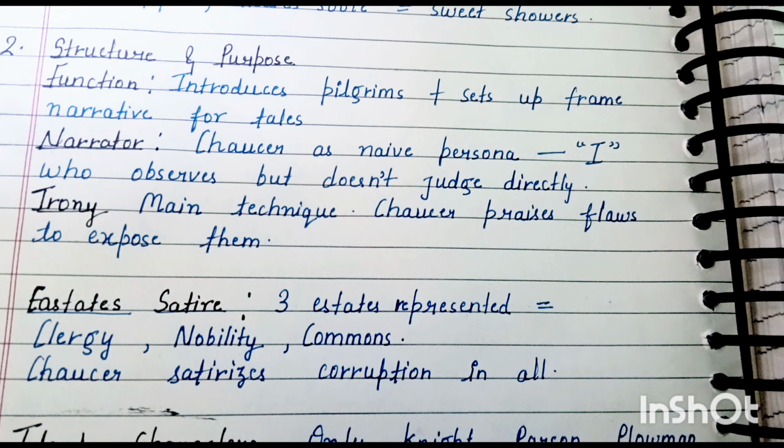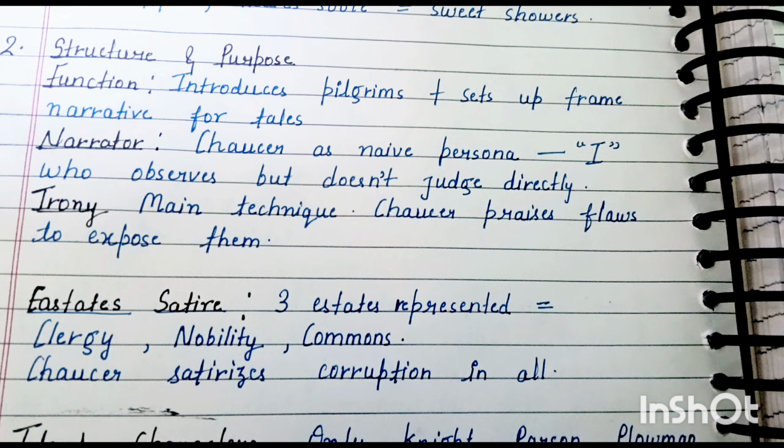So here comes structure and purpose. If we talk about structure, as I have already told you, it's in a storytelling method and it's written in heroic couplets. The function of the prologue is to introduce all the pilgrims and to set up the frame narrative for the tales. Chaucer will be describing the characters, and he won't judge anyone directly. He will just observe them and describe them as they are. He will be using ironical sentences. This is the main technique he used.